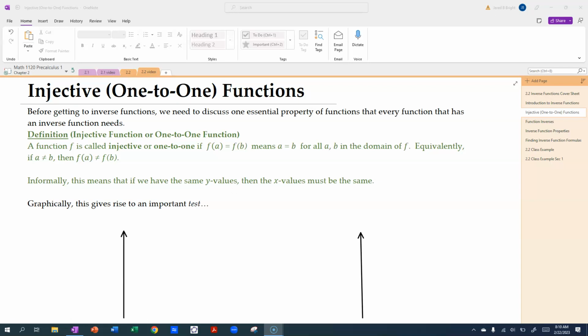Before going too deep into inverse functions, there is an important property that all inverse functions have, and we need to make sure that we understand it clearly. It's this property of being injective or one-to-one. They are synonyms, so use them interchangeably.